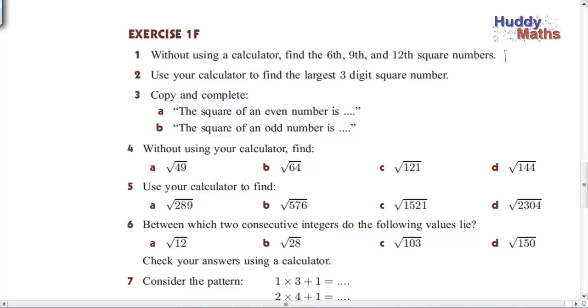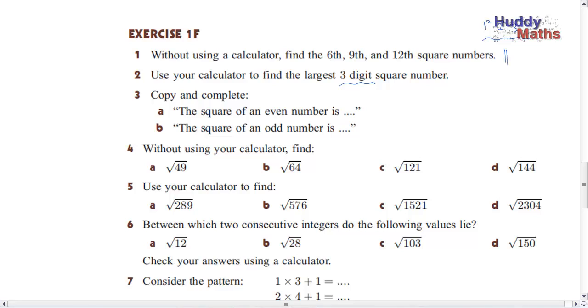Here's some warm-up exercises to find the 6th, 9th and 12th square numbers. So 1 squared, first square number, 2 squared, 3 squared. So that's the idea. Perfect square numbers are natural numbers squared. Okay. Use the calculator to find the largest 3-digit square number. A bit of trial and error there. The largest 3-digit square number. Okay. How would you do that?